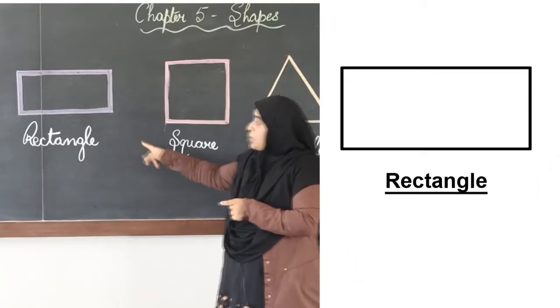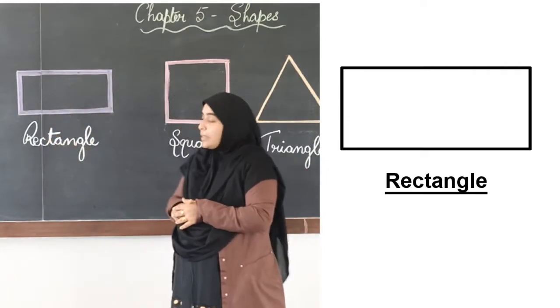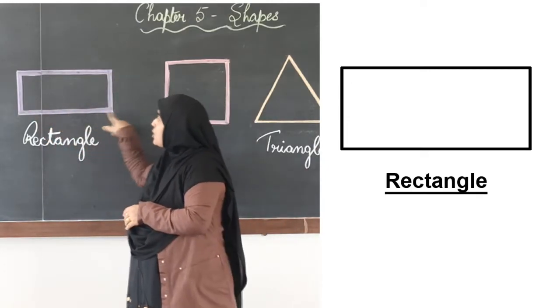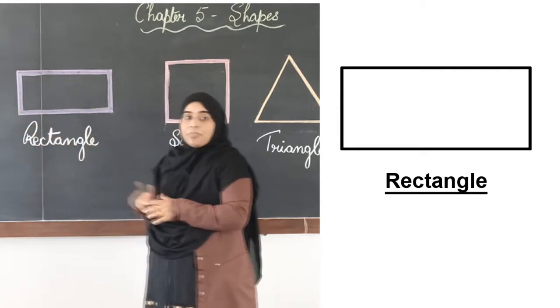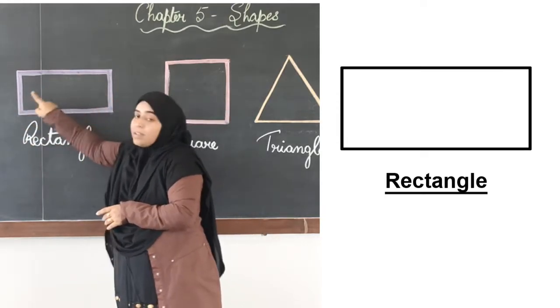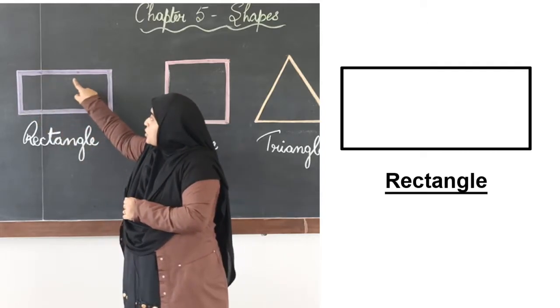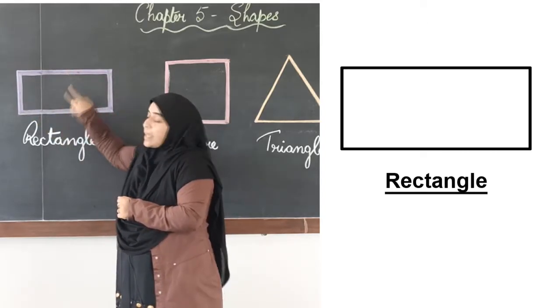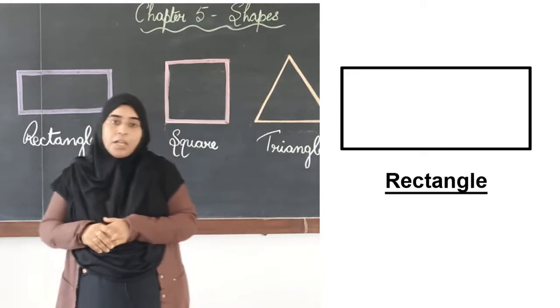What is a rectangle? What do you see over here? A rectangle has four sides, right? It has four sides and the opposite sides of the rectangle are equal.